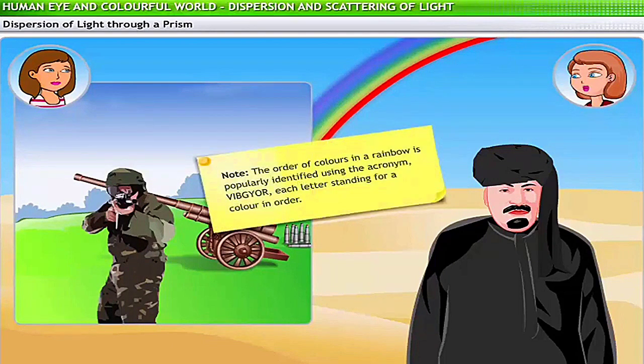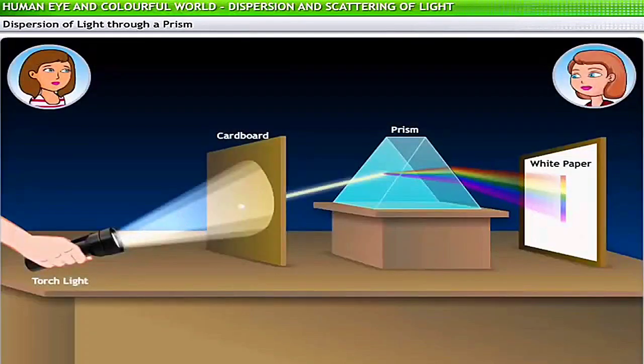Note, the order of colors in a rainbow is popularly identified using the acronym VIBGR, each letter standing for a color in order. The same order of colors is visible in a rainbow. But a rainbow has bands of colors. Don't worry. We can create bands too.